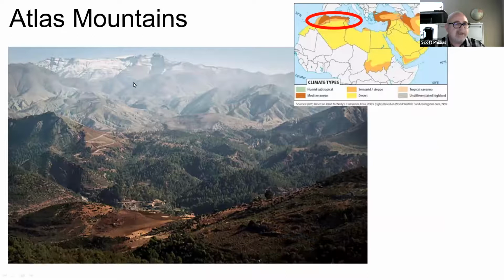Here's a picture of the Atlas Mountains. You can see quite dry in the background, but up along the edge there, it's more of a Mediterranean climate, much like much of California, more like a general California climate along the edge. You can see it's a little bit more green in the foreground along that Mediterranean edge.